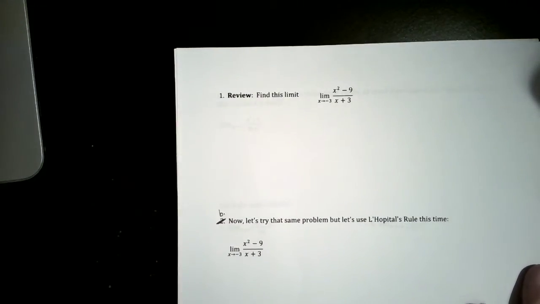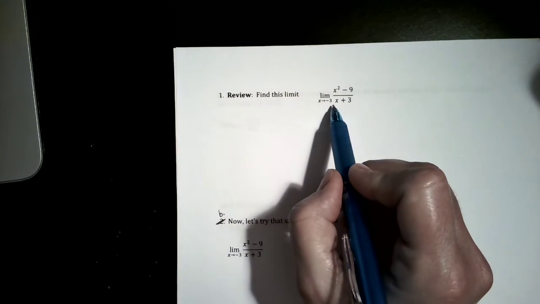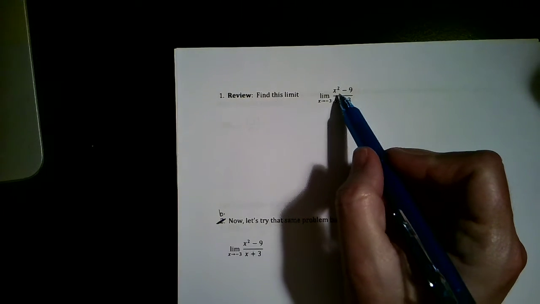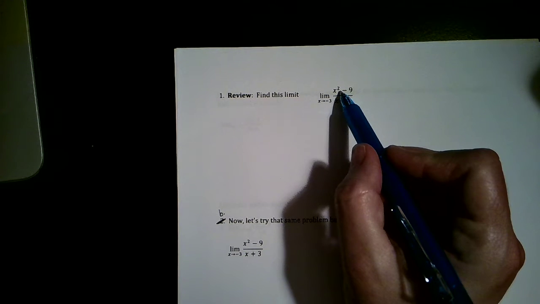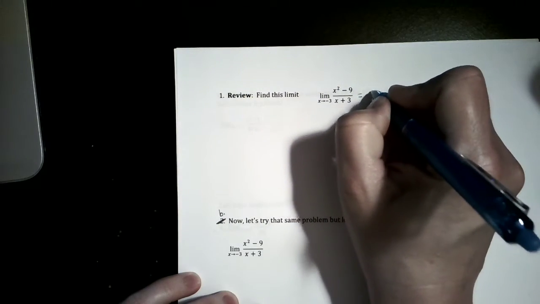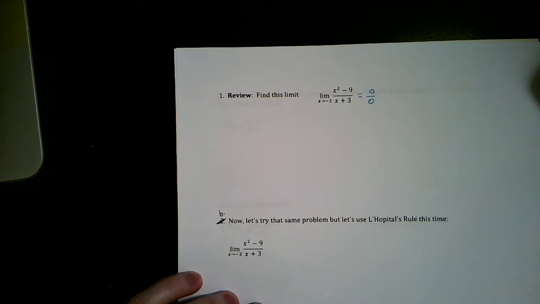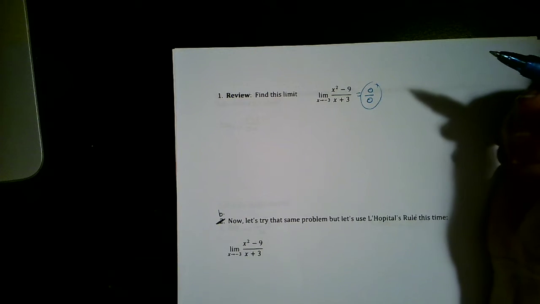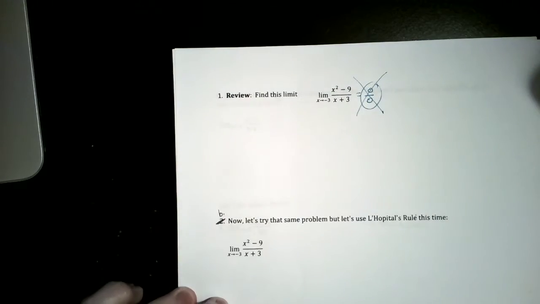Just as a review, way back at the end of pre-calculus, we did a problem similar to this. We have to find the limit of this rational function as x approaches negative 3. As you can see, if you plug negative 3 into the top, you get 9 minus 9, which is 0, and negative 3 plus 3 is 0. So you get 0 over 0. If you were to write this on the AP exam, you automatically lose points because this is not an answer. It's not a value. So please do not do that.